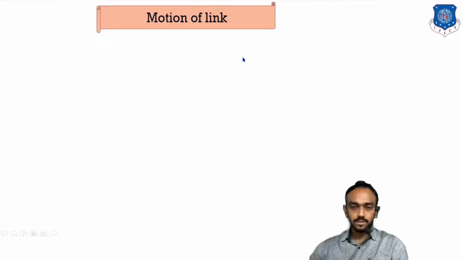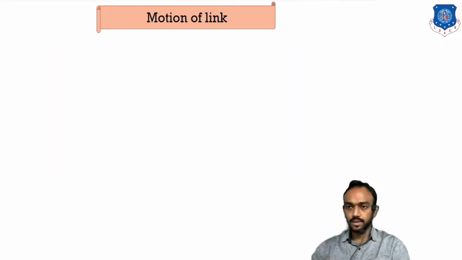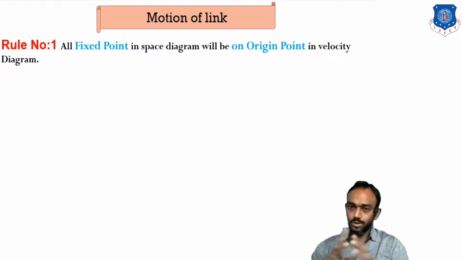So let's start motion of a link now. In a mechanism there are lots of links. So first of all we have to understand how we can describe the motion of any link. Okay, let's start. There are 4 rules, and we will learn all these 4 rules one by one. Start with rule number 1.